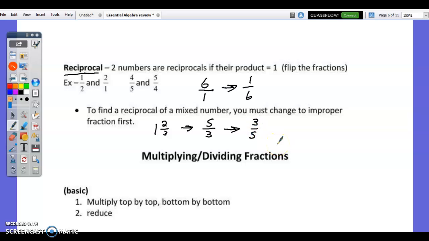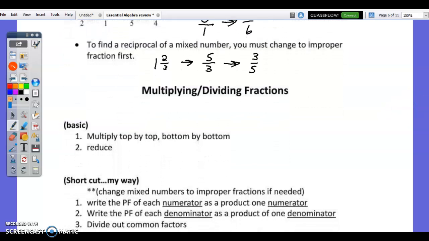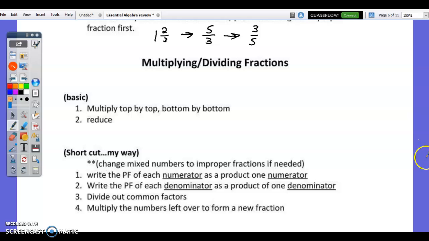All right, so when we divide fractions, you're going to need to know this skill of how to find the reciprocal of a number. Okay, so let's get into how we multiply or divide fractions.